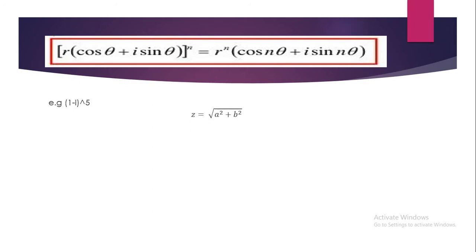So let's use this to find the modulus. Remember a is 1, and then b is negative 1. Just remember that. All right, so let's move along.